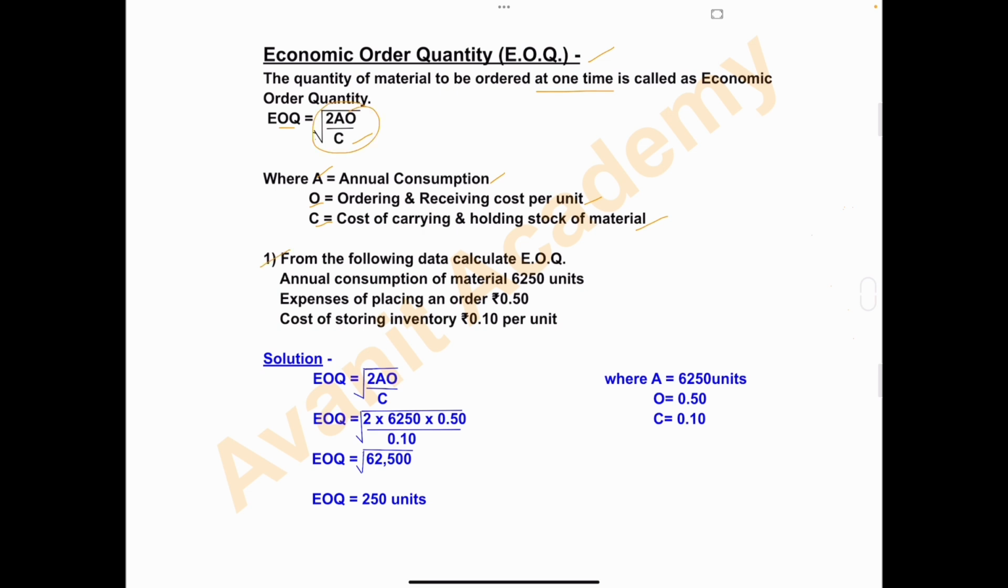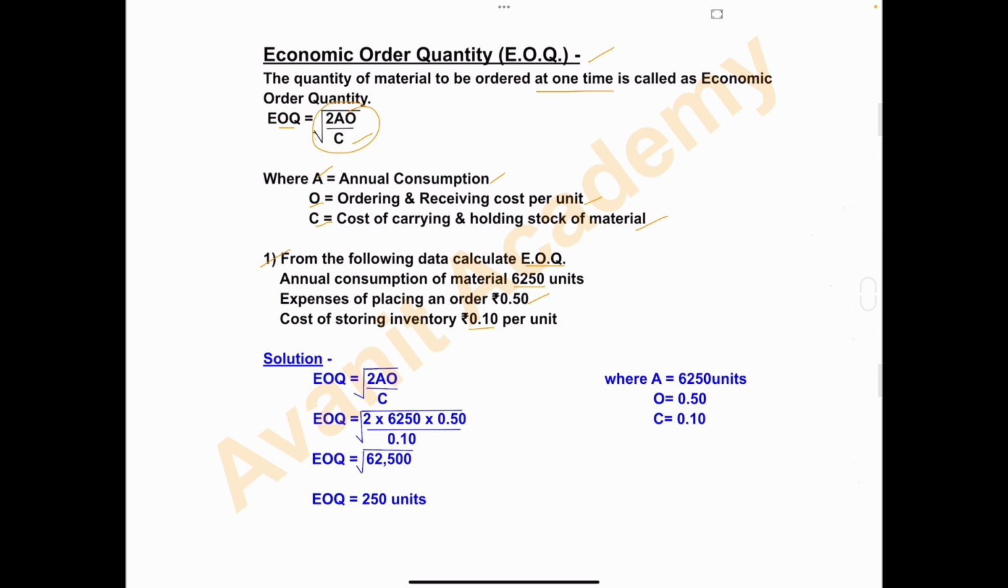Problem number 1. From the following data, calculate EOQ. Annual consumption of material is 6,250 units. And expenses of placing an order is rupees 0.50. Cost of storing inventory rupees 0.10 per unit. Let's solve the problem.